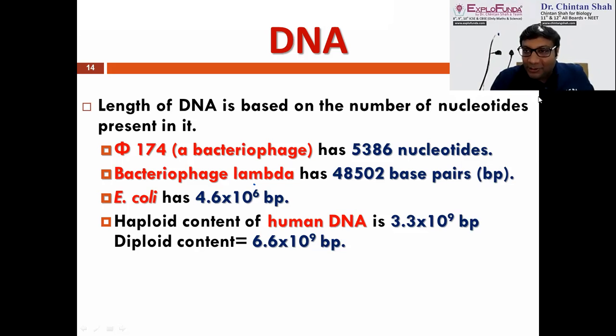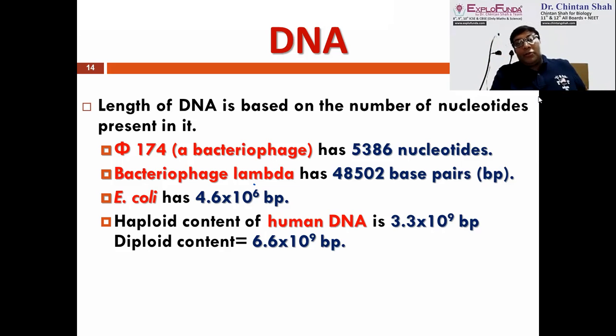It's a structure of virus. Very good. Which viruses are known as bacteriophages? The virus whose host cell is bacteria is known as a bacteriophage. Got it? Okay. In the phi X174 bacteriophage, it has 5,386 nucleotides. Then there are so many different types of bacteriophages.